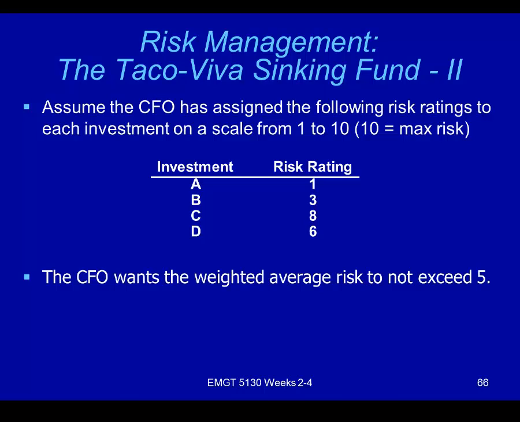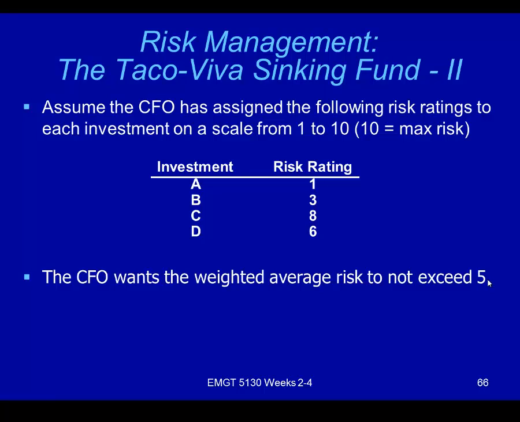Now, an additional condition is added to the previous problem, the Tecoviva multi-period cash flow problem. Assuming the CEO has assigned the following risk ratings to each investment on a scale from 1 to 10, 1 being the least risky investment, 10 being the most risky investment. The CEO wants the weighted average risk to not exceed 5 for each month.